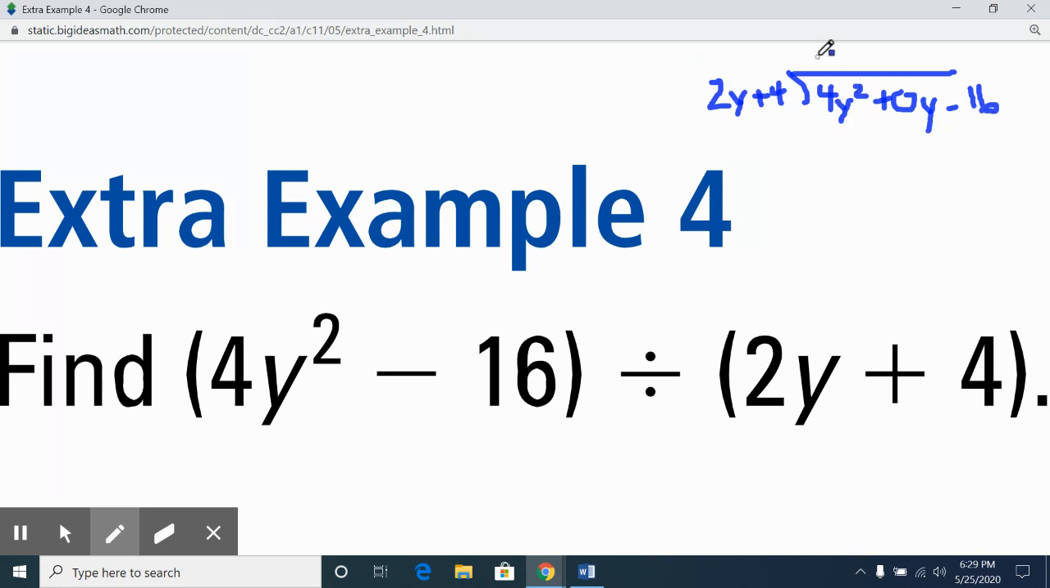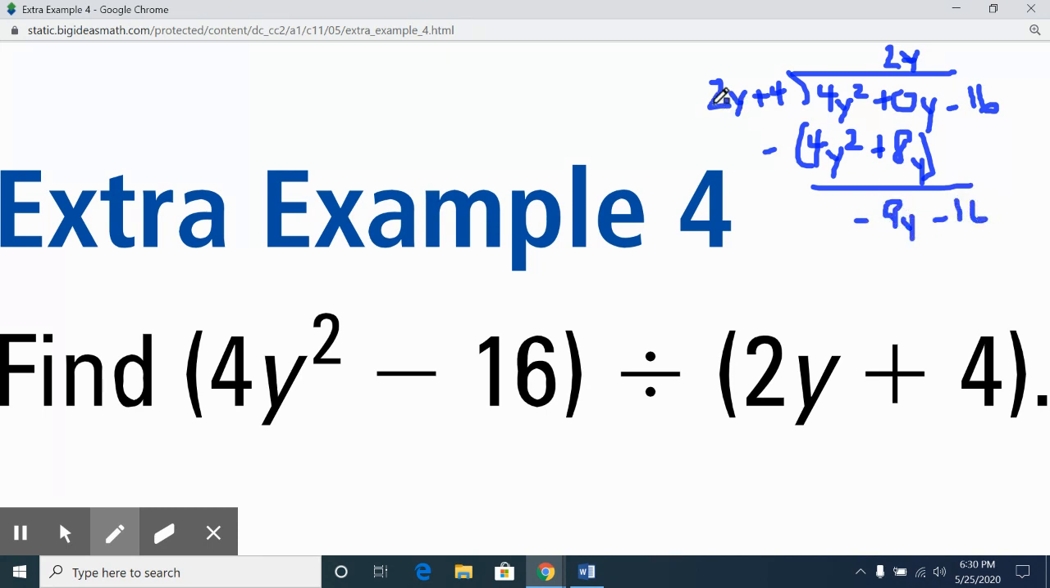4y squared divided by 2y is 2y. So the reason I insert that term is right here, so that I have like terms that I can work with. Now 2y times 2y is 4y squared. That's kind of the point. 2y times 4, that's going to give me positive 8y. We're going to subtract. 4y squareds cancel. 0y minus positive 8y, that's going to become negative 8y minus 16.